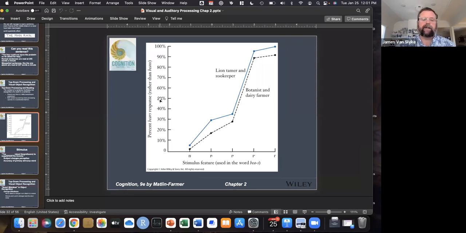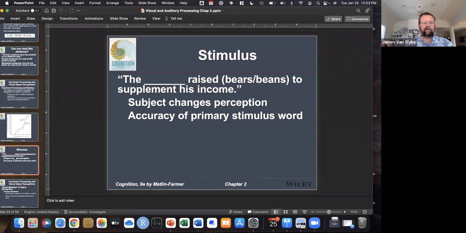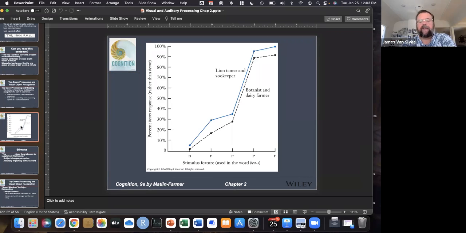the bear response. And so what that shows is both the context of the sentence. So whether or not the context matches the word that you're trying to identify, but then also how accurate the actual stimulus was as well. So if it was a really well-formed N, then you would not see it as a bear, and you would not necessarily interpret it that way as well.